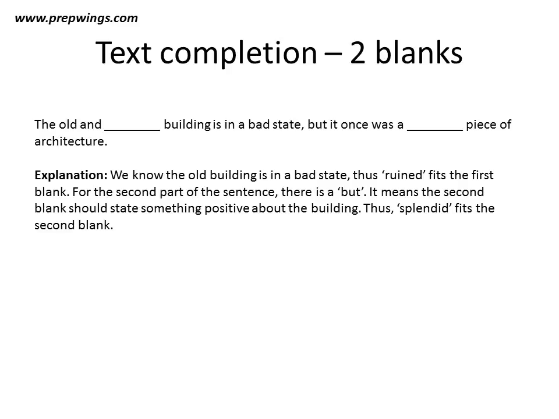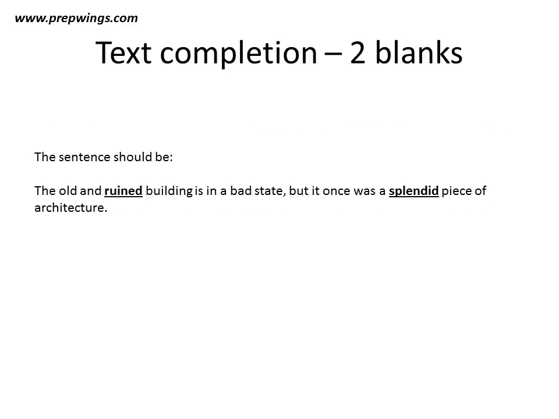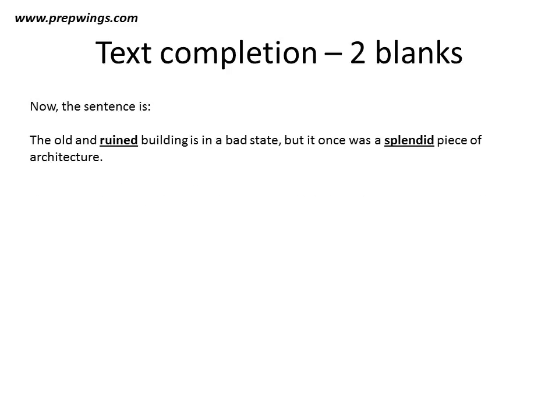For the second part, the second part of the sentence is starting with a but. That means the second blank should state something positive about the building. So we can fill splendid here. The sentence should read as: the old and ruined building is in a bad state, but it once was a splendid piece of architecture. So the first blank should be ruined and the second blank should be splendid.